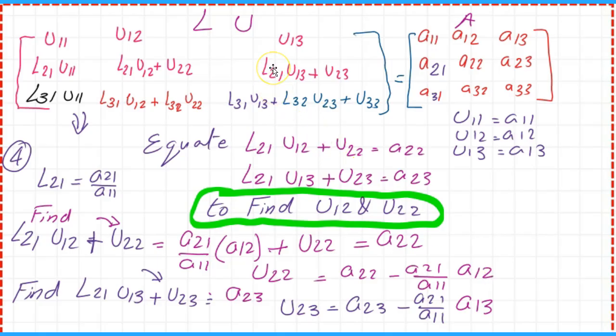We move to the second row, third column element, L21 U13 plus U23 equal to A23. We get the value of U23 as equal to A23 minus L21 by U13. L21 again is A21 over A11, and U13 is A13.